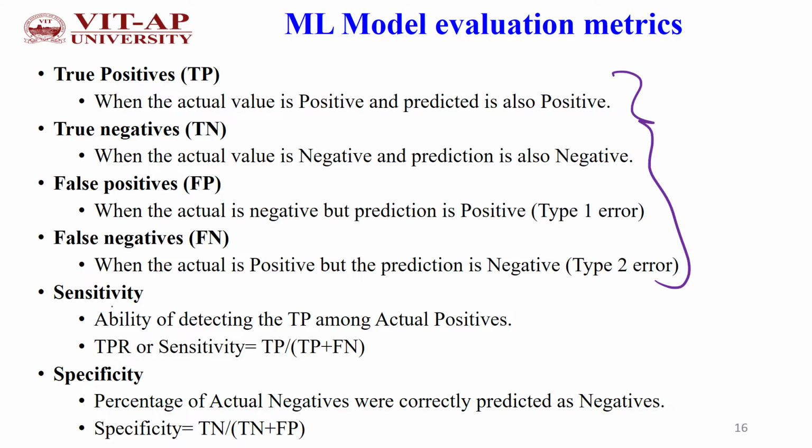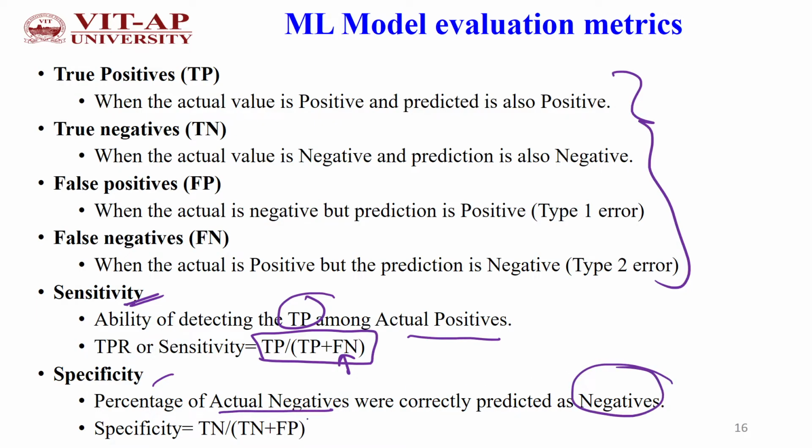We can calculate sensitivity. The sensitivity formula is true positives divided by true positives plus false negatives. That means the ability of detecting true positives from the number of actual positives. So this is actually positive but falsely detected as negative. Then specificity, the percentage of actual negatives correctly predicted as negative. Here it is true negatives divided by true negatives plus false positives, which is actually negative, falsely detected as positive, right?